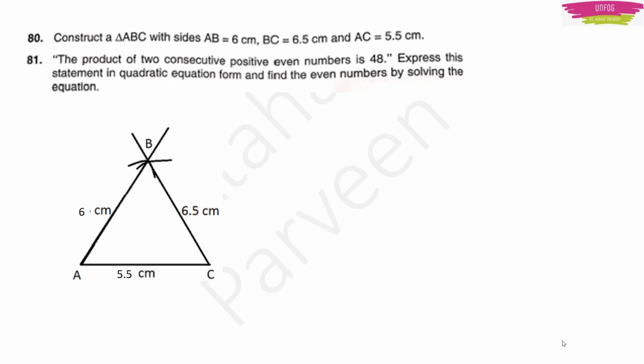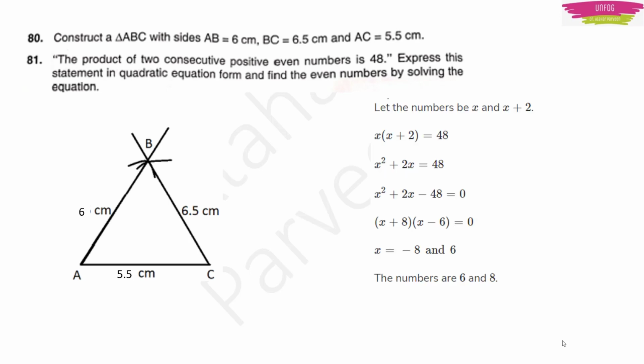Next, question number 81. The product of two consecutive positive even numbers is 48. Express this statement in quadratic equation form and find the even numbers by solving the equation. See here, let the numbers be x and x plus 2, because they are talking about two consecutive positive even numbers, right? That's why you get x plus 2 after x. Now the product is 48. That's why x into x plus 2 will be 48. Now you got this quadratic equation, right? Here you can also mention that this is the required quadratic equation. You can mention that line here.